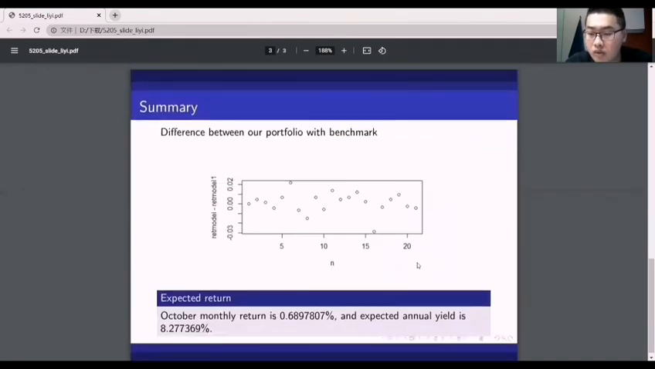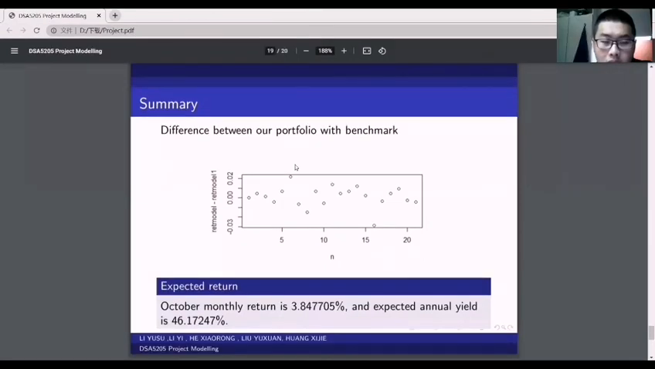Under our strategy, we choose equal weight portfolio as our benchmark portfolio. Apply the investment ratio to October actual trading data. Calculate the difference between daily return of our portfolio and the benchmark portfolio. We can find our portfolio's performance is better than the benchmark portfolio in most trading days. At last, our portfolio October monthly return is 3.84% and the expected annual yield is 46.17%. That's all my presentation.